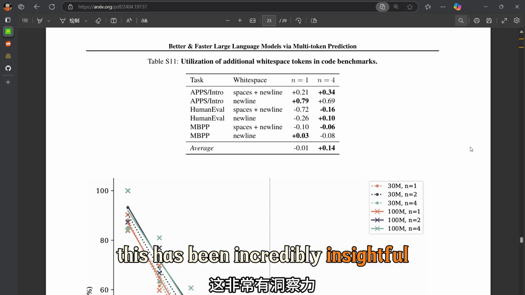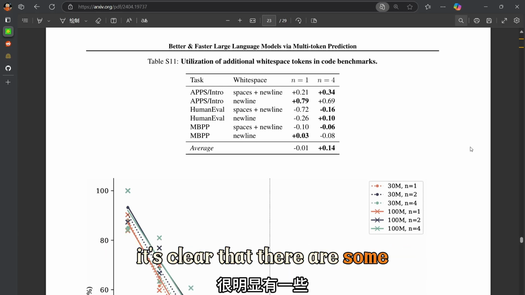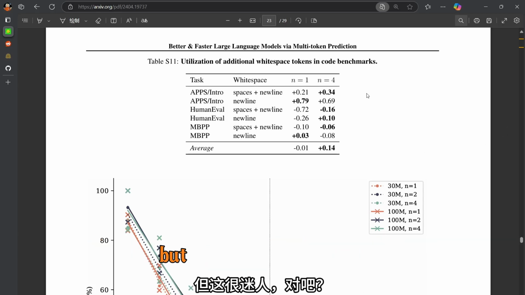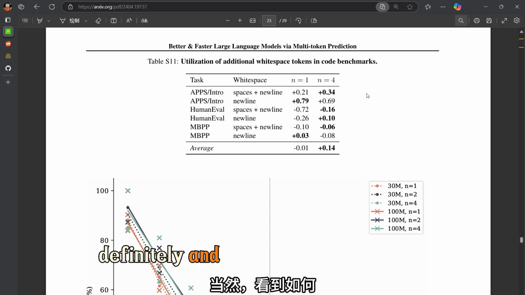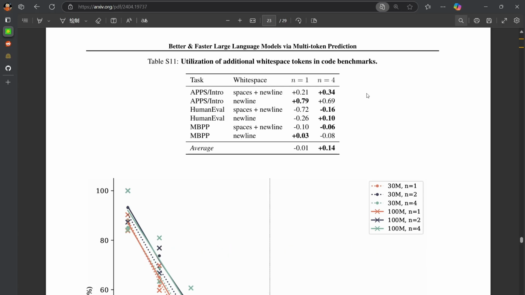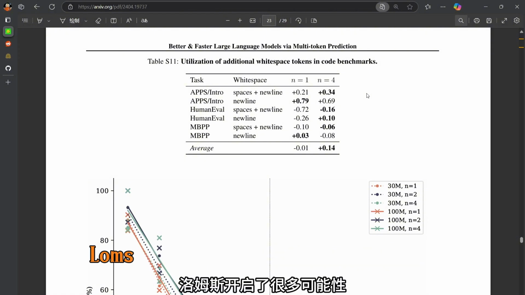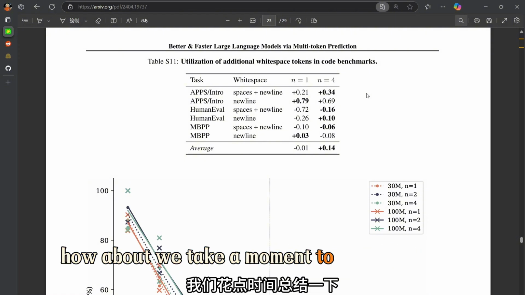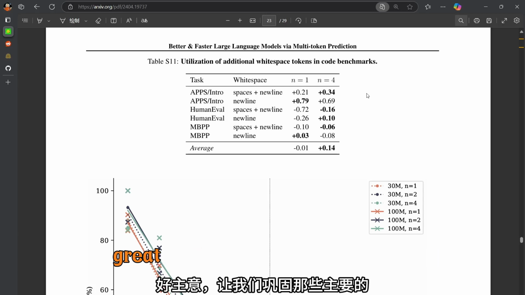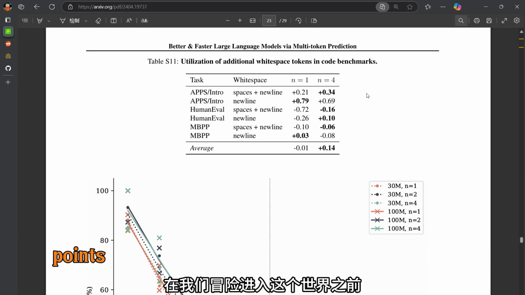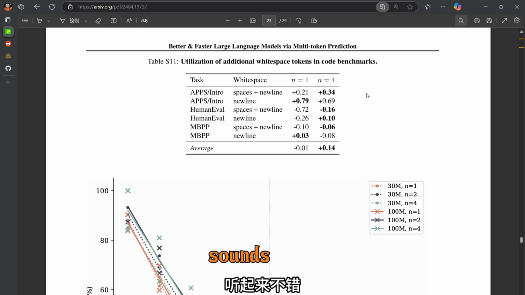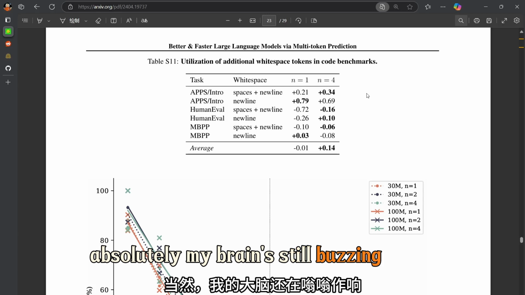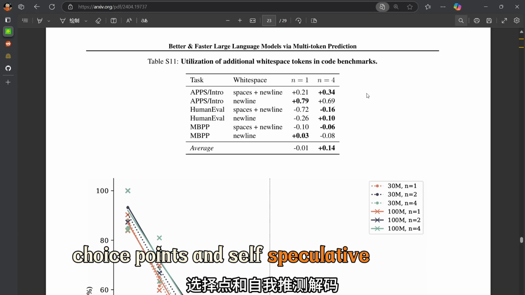This has been incredibly insightful. It's clear that there are some really impressive benefits to multi-token prediction. We have just dipped our toes in, but it's fascinating, right? Definitely. And it's exciting to see how this new approach to training LLMs is opening up so many possibilities. What's next? How about we take a moment to summarize the key takeaways? Great idea. Let's solidify those main points before we venture further into this world. Sounds good. Ready to jump back into multi-token prediction? Absolutely. My brain's still buzzing about choice points and self-speculative decoding.